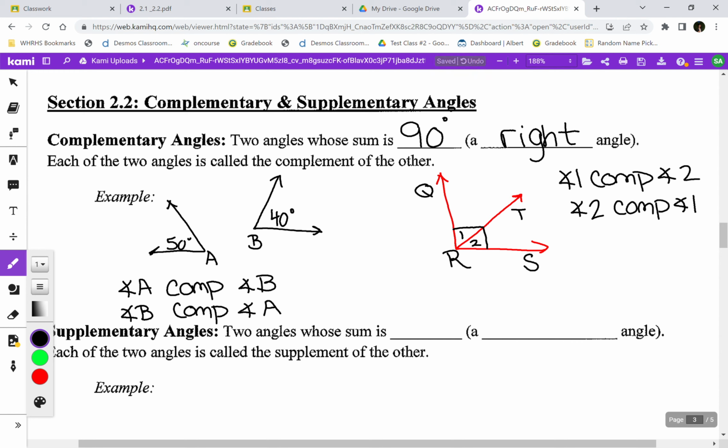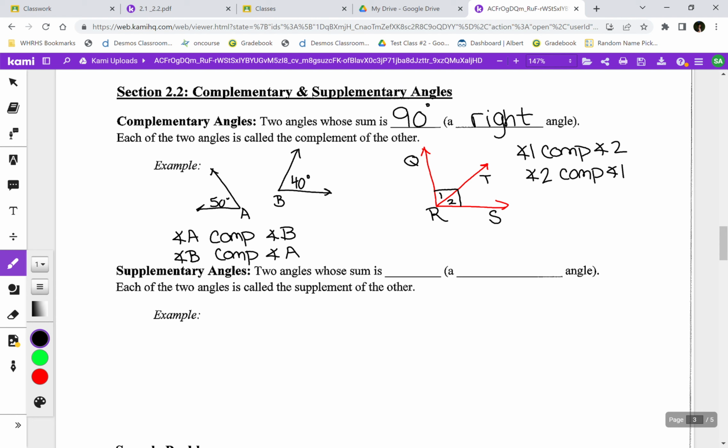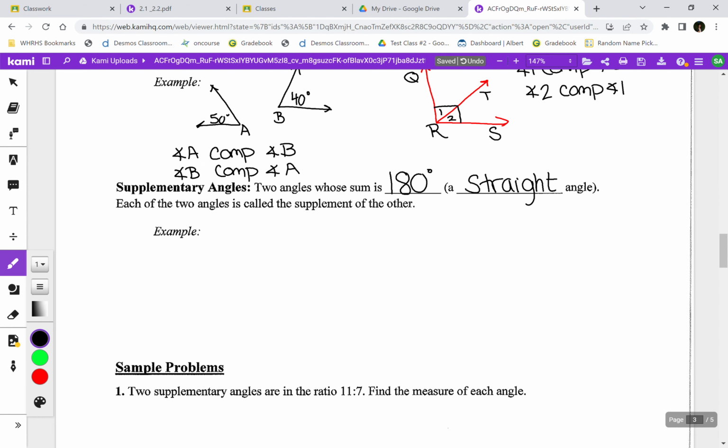Does anybody remember what supplementary angles add to be? 180, you got it. So supplementary angles are two angles whose sum is 180 degrees, which is also a straight angle. Each of the two angles is the supplement of the other.